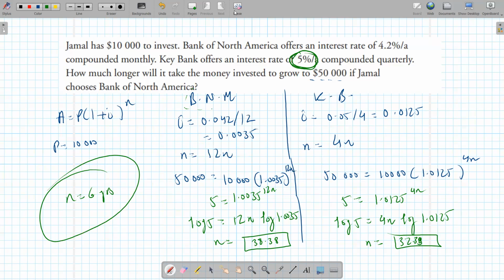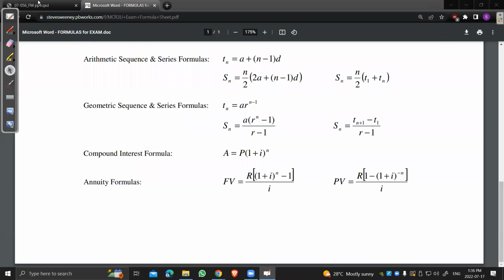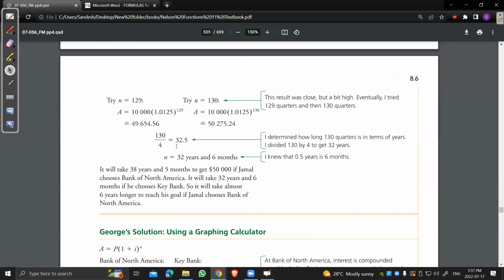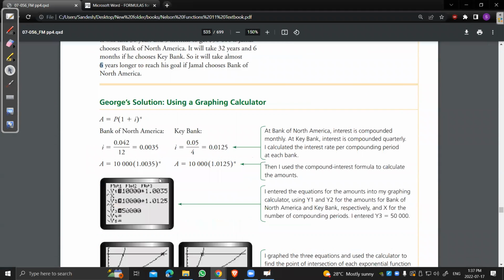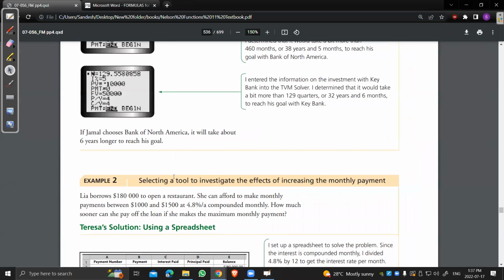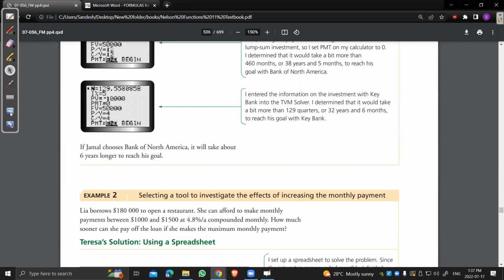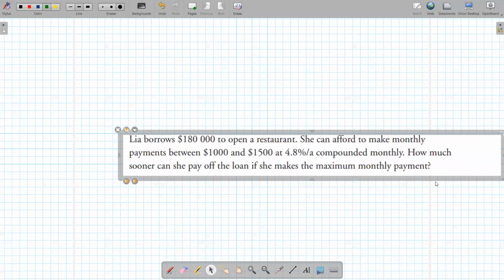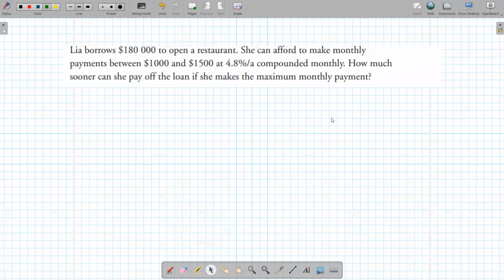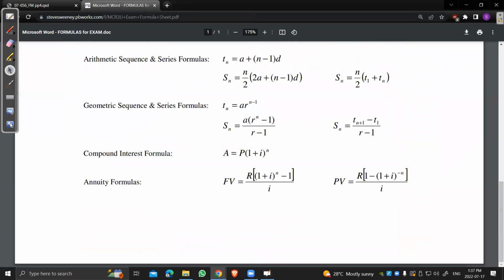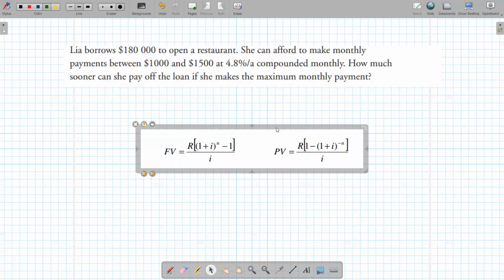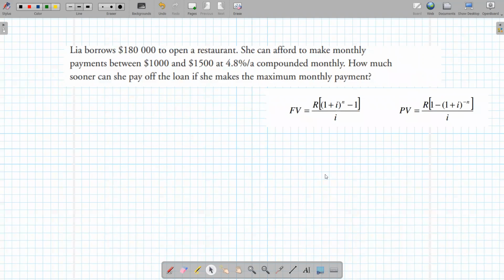So that's how you do a question like this. Again, the goal is to be able to distinguish what it's asking. 6 years. Again, this could be any type of question, so it's your job to decipher what kind of question this is.